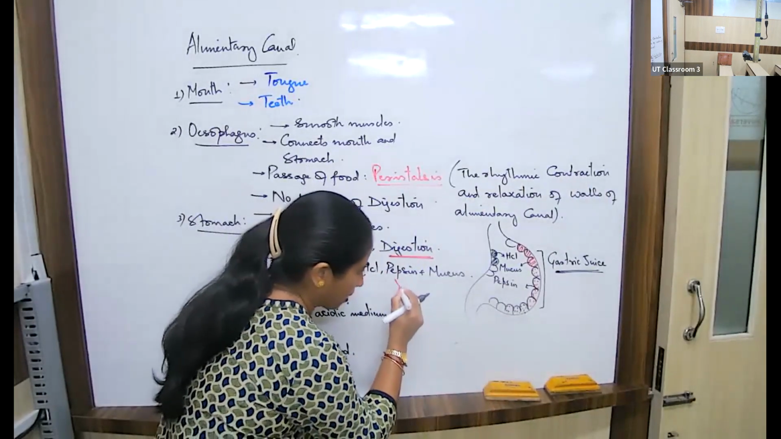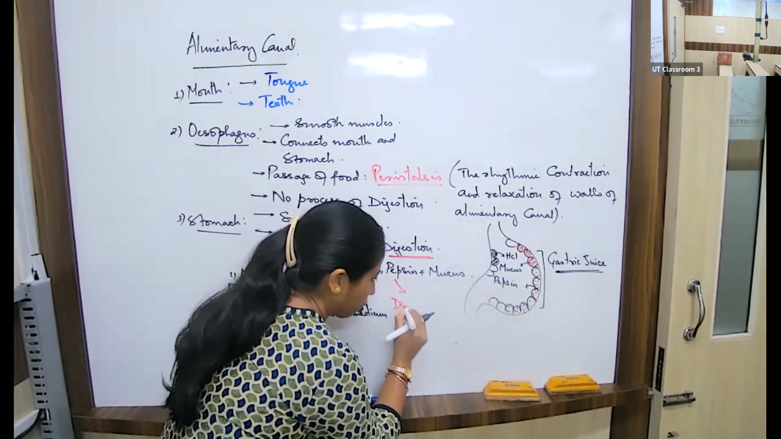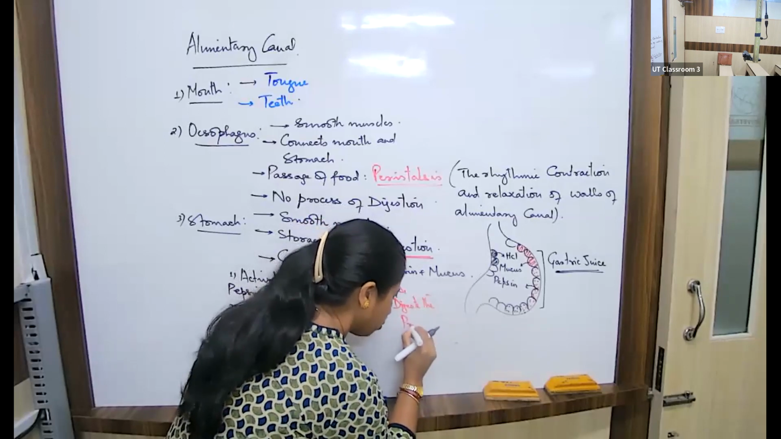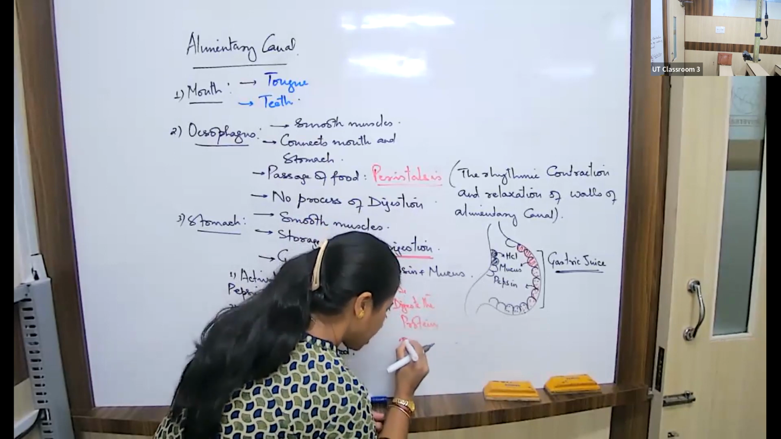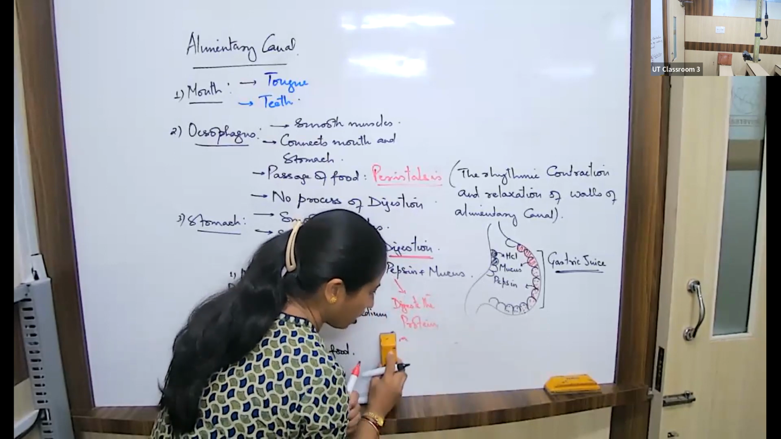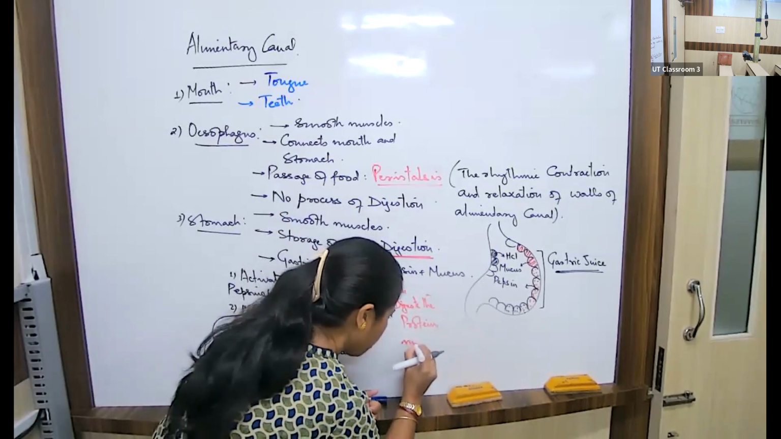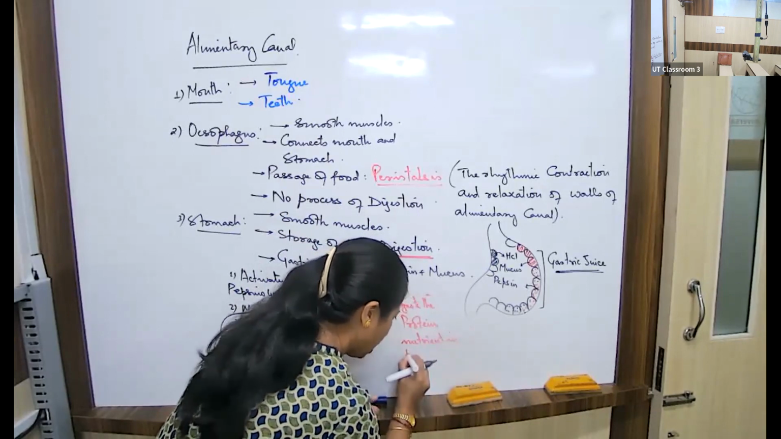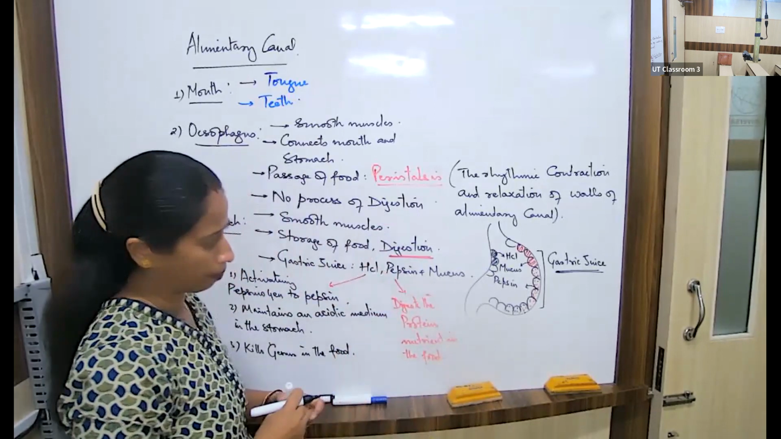What is the role of pepsin? The role of pepsin is to digest proteins, the protein nutrient in the food. So the protein nutrient has to be digested in the food, and that is the function of the enzyme pepsin.